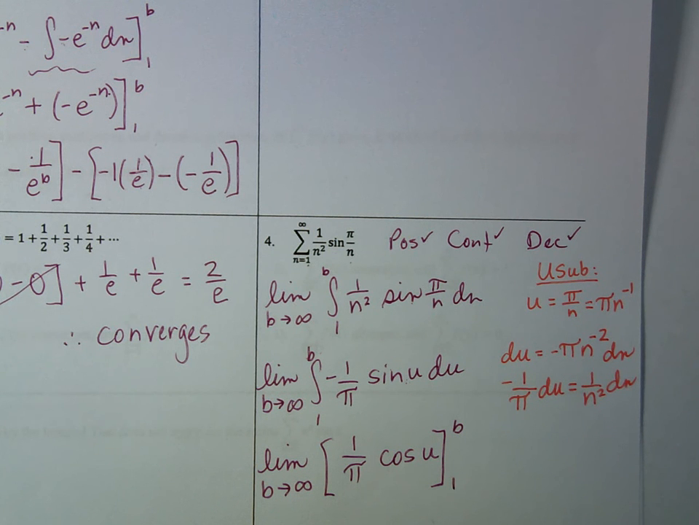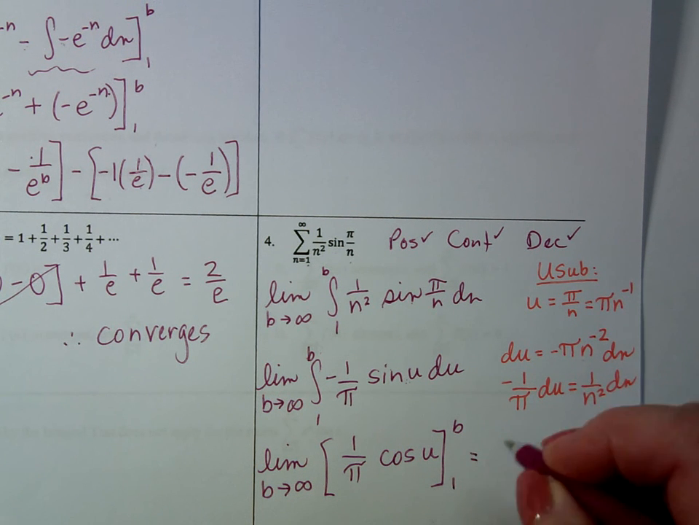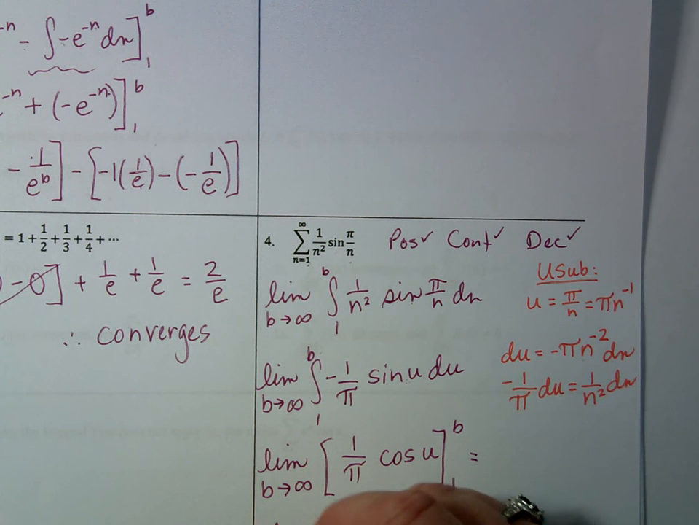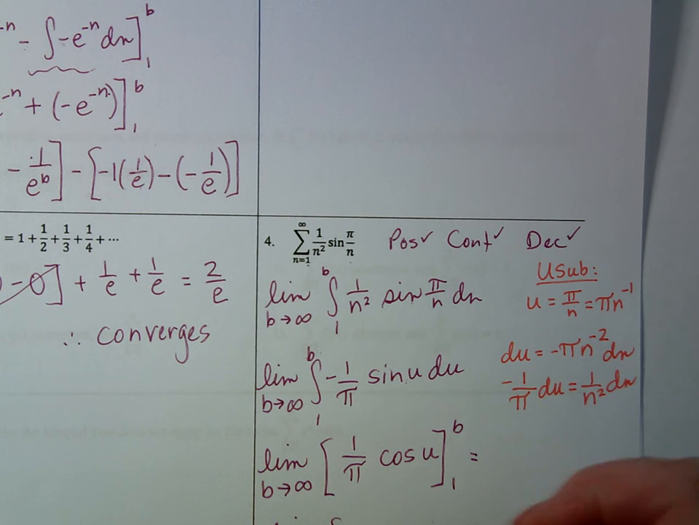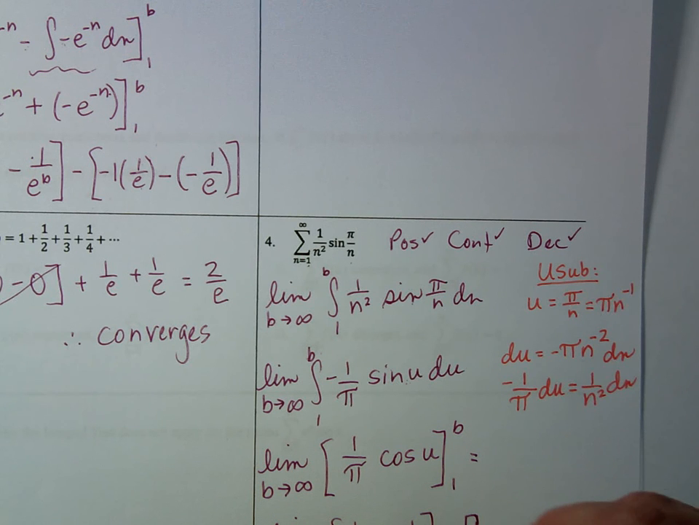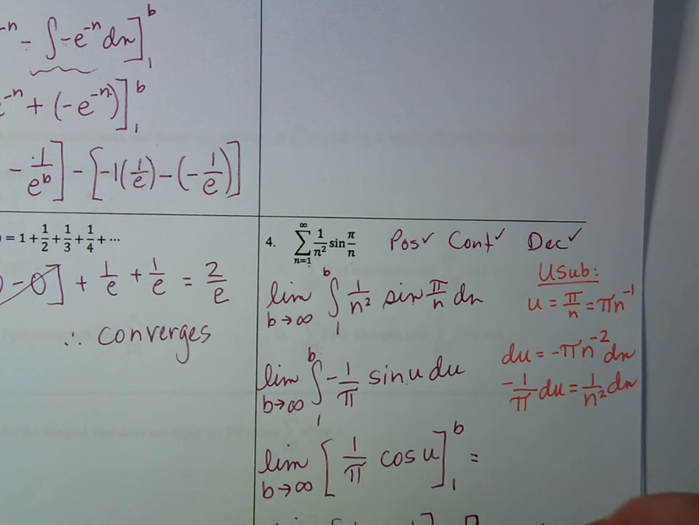Or I could say the limit as b approaches infinity for 1 over pi cosine of infinity b, and then I have, I guess I don't, yeah, I still need that. So 1 over pi, I'm looking at my things here, 1 over pi cosine of 1, right? F of b minus f of a.